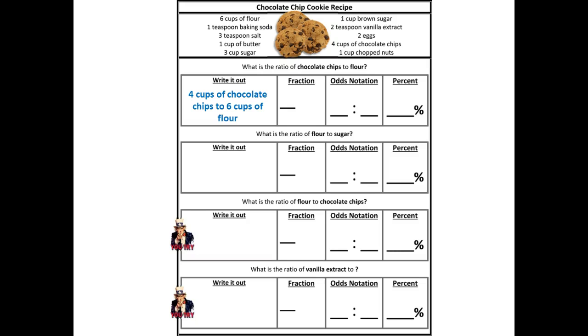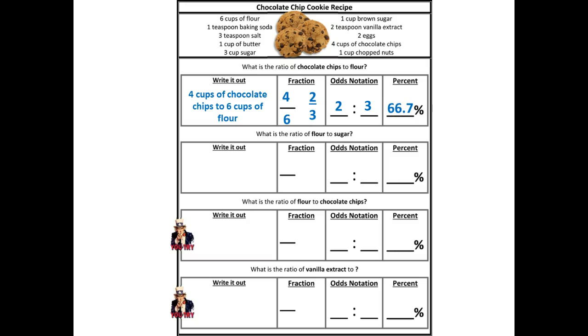4 cups of chocolate chips to 6 cups of flour as a fraction would be 4 to 6. If I simplify that down, my fraction is 2 to 3. It's a 2 to 3 ratio. Going from fractions to odds notation, we're just turning it on its side: 2 to 3. To make a percentage, I can use my shortcut, 2 divided by 3 in my calculator, and either multiply by 100 or move that decimal 2 place values over to the right, and we get 66.7%.